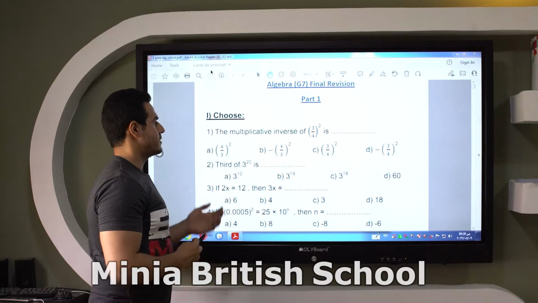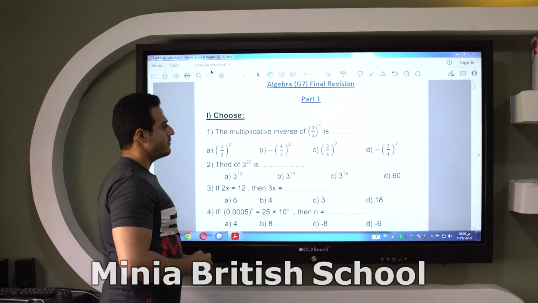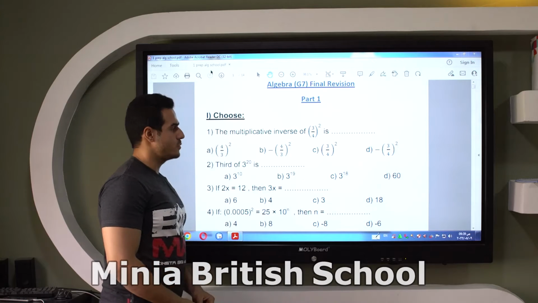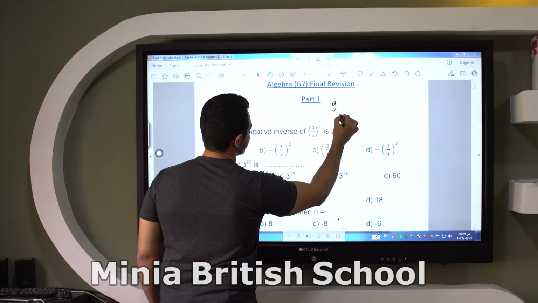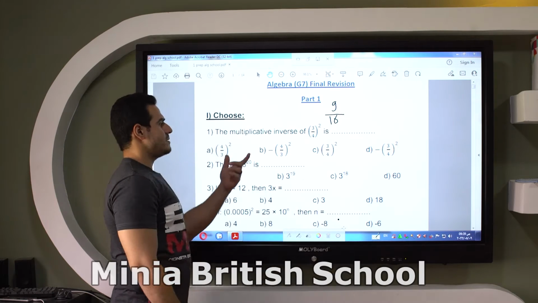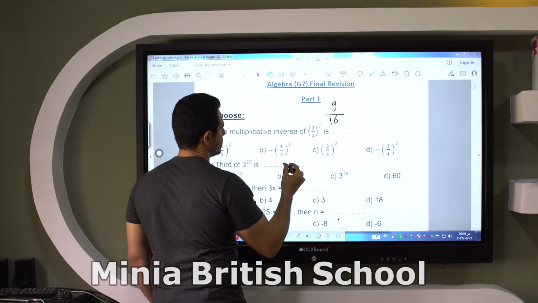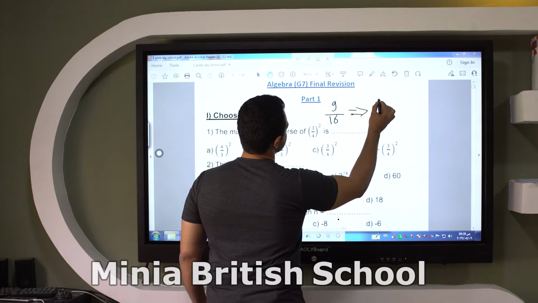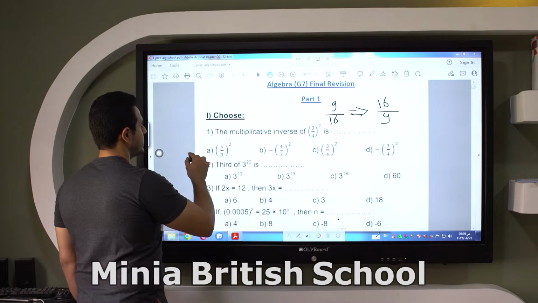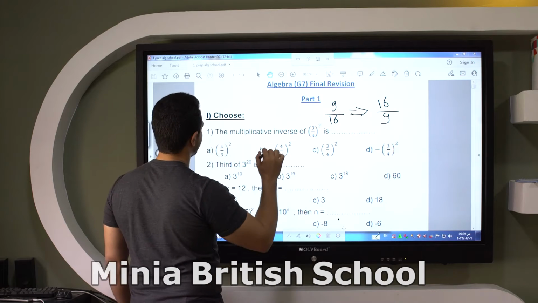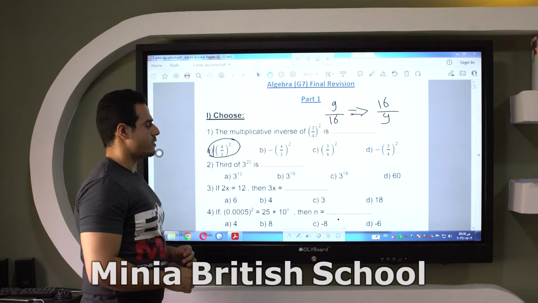Okay, as a first question, choose. Number 1, multiplicative inverse of (3/4) all power 2. (3/4) all power 2 equals 9/16. To find the multiplicative inverse of 9/16, I will flip the fraction. It will be 16/9. Which one of these answers is 16/9? This is (4/3) all power 2.